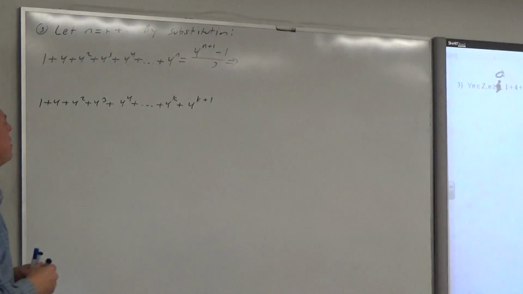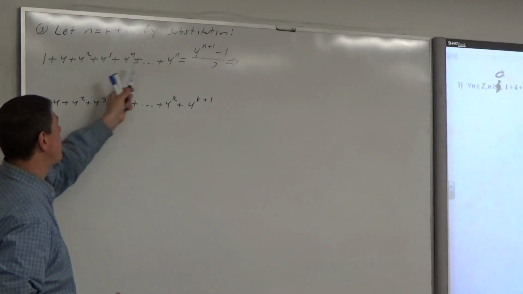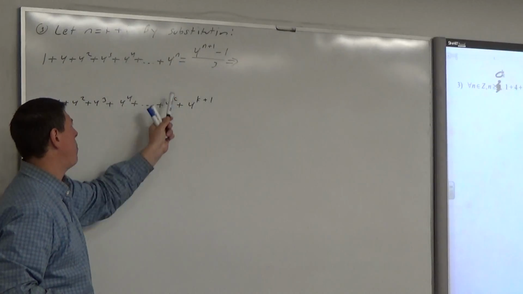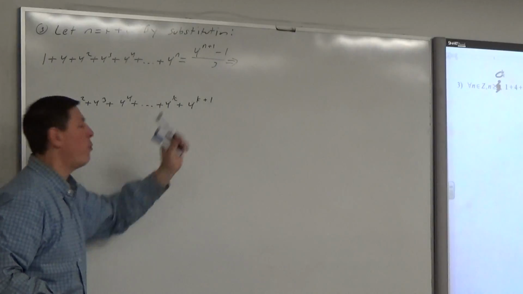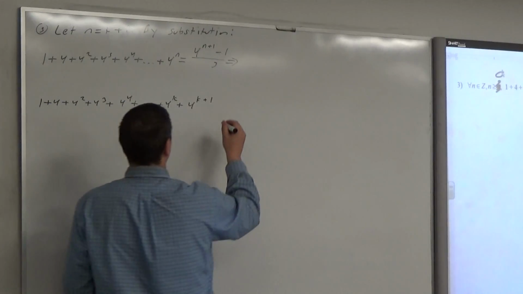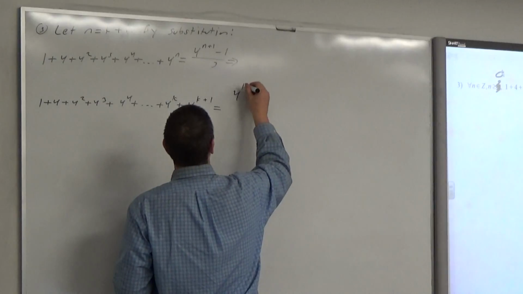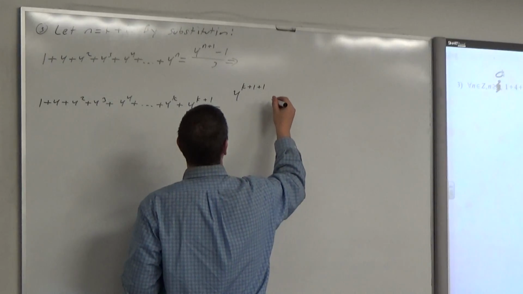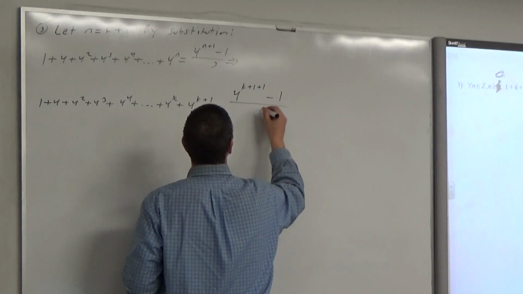Do you see what he did there? He just copied the exact same thing down. He just plugged in a k, and then he went one more term. That's the k plus 1th term. On the right-hand side, 4 to the k plus 1 minus 1 over 3. So 4 to the k plus 1 minus 1 divided by 3.